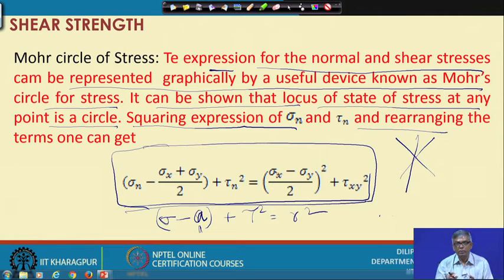So, by observing the expression of normal and shear stress, we have squared and added and finally rearranged, and what have we got? We have got an expression, and the expression is nothing but the equation of a circle. And if you have the equation of a circle, that circle will have a definite center and radius. So, what is the radius actually? The radius is this, and the center is this: one coordinate is this and the other coordinate is 0, and this is the radius. So, we will show this in the next slide.